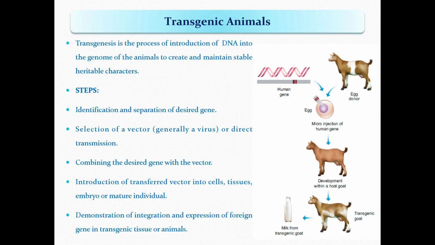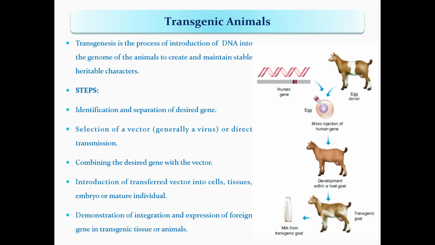The foreign DNA that is introduced into the animal is called a transgene, and the animal that is produced by DNA manipulation is called a transgenic animal, or genetically engineered or genetically modified organism, GMO. Now the various steps that are involved in the production of transgenic animals.